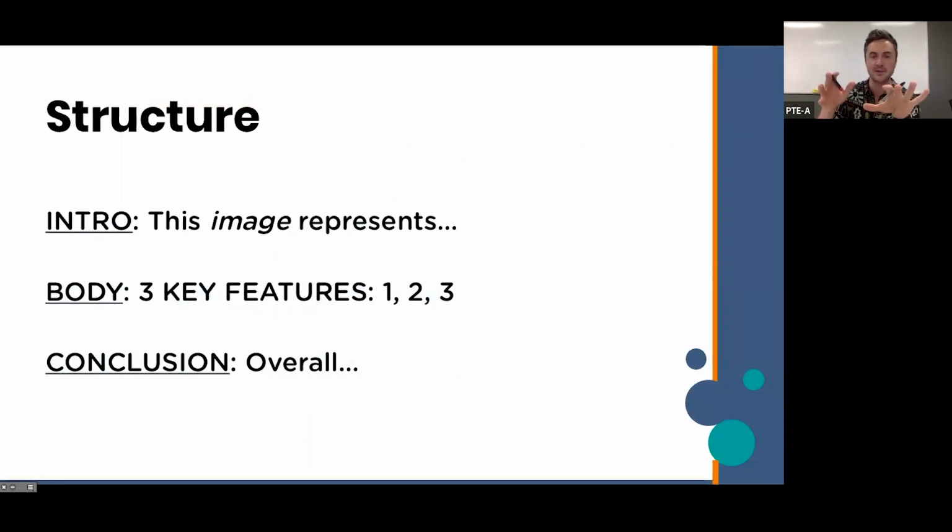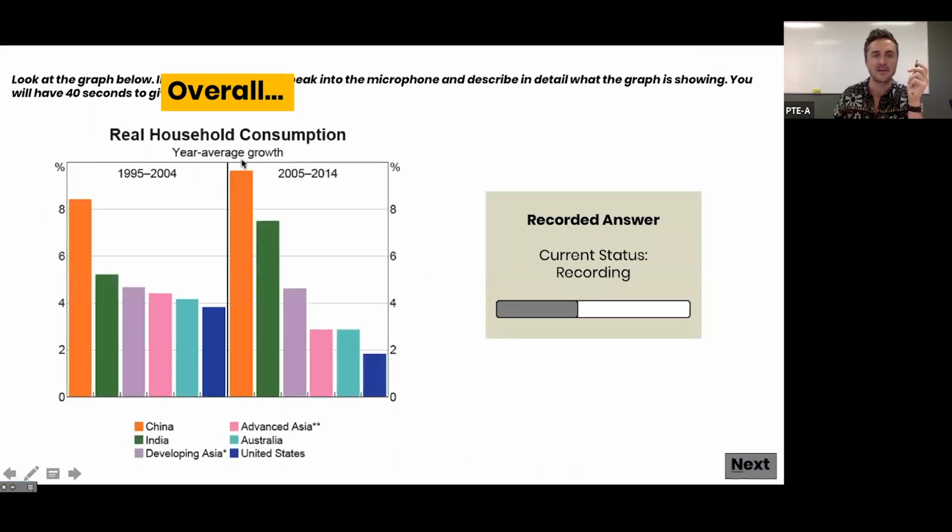Okay, so we looked at intro, we looked at body, and we kept it very simple. This is a real key because on test day, you're not going to be thinking as clearly as you would like. So you will just mention the first 3 things that pop into your mind. Then you want to finish with a concluding sentence like overall or in conclusion, we can see that blah, blah, blah. So give me a single sentence overall here, please. In 3, 2, 1, go.